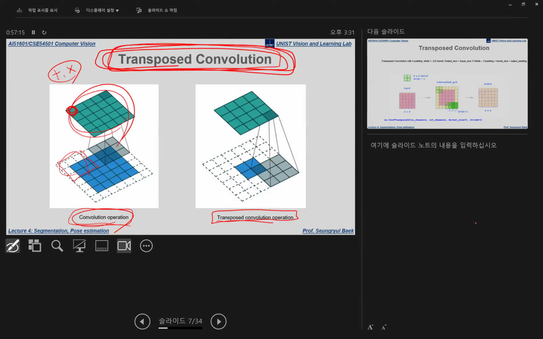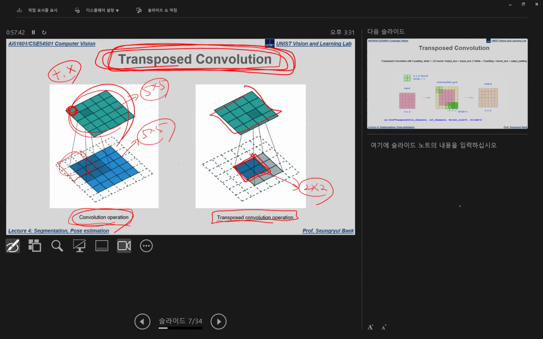The transpose convolution operation works similarly to the convolution operation, but it tends to increase the dimension of the output compared to the input. For example, here the input is 5 by 5 and the output is again 5 by 5 in convolutions, but here the input size is 2 by 2 and the output becomes larger than the input, okay? But how they work is the same.